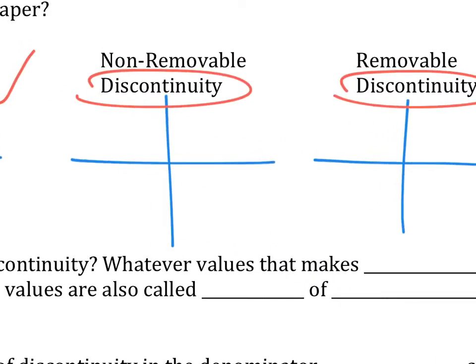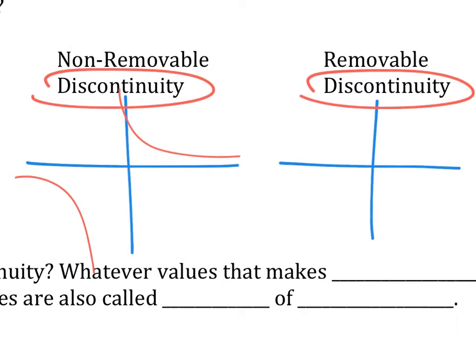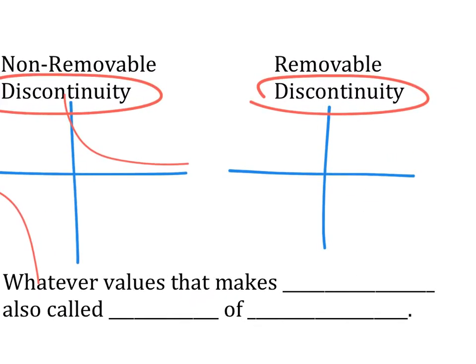Non-removable means no matter what I do, I cannot fix this discontinuity. So something like this. I have to draw two pieces, and there is no way to connect them. Does that make sense? Removable means that it is discontinuous, but maybe I can connect it. So it's kind of like this. I draw this part, there's a gap, and then I continue. So I have to take my pencil off to redraw the second part because there's a gap.